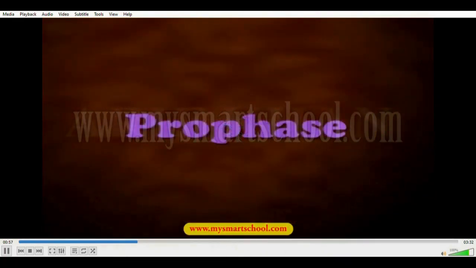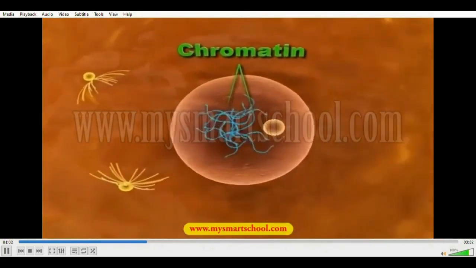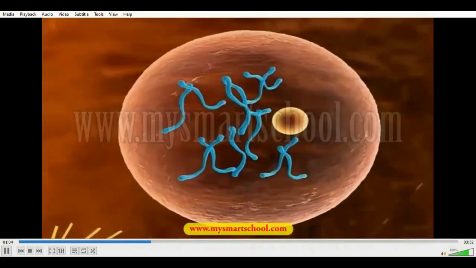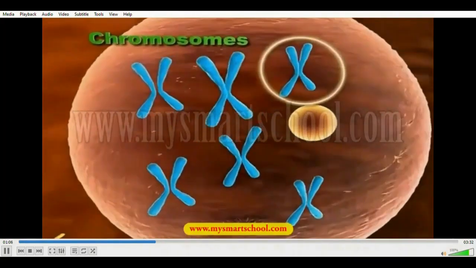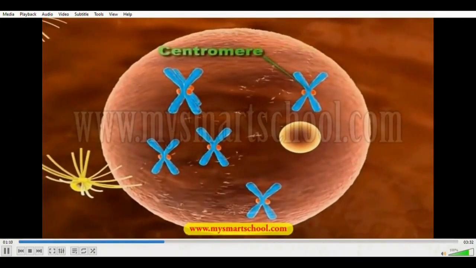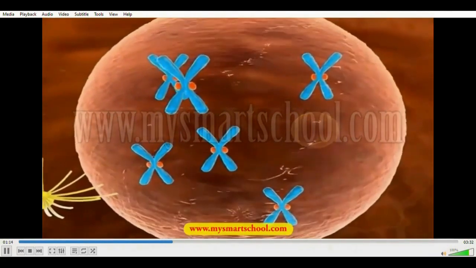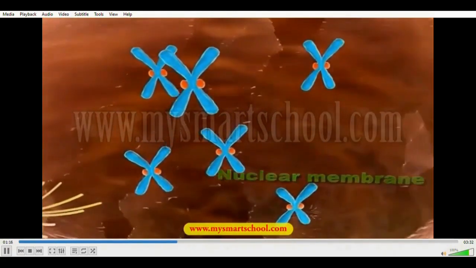Prophase. During prophase, the chromatin condenses and becomes short and thick to form chromosomes. Each chromosome has two sister chromatids joined together at the centromere. The nucleolus disappears and the nuclear membrane starts to break down.